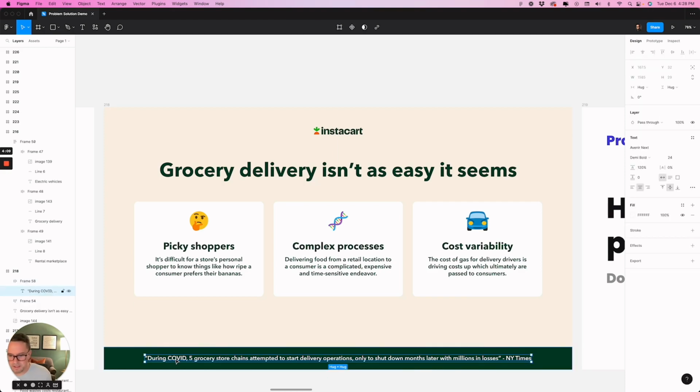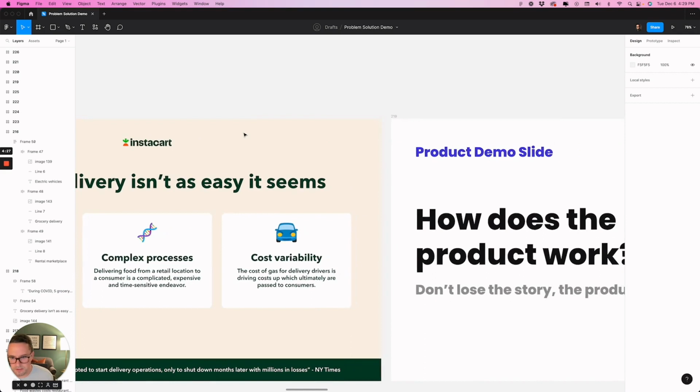And you can even see down here, the New York Times is saying a bunch of other grocery stores tried to do this, but shut down months later with millions in losses. Instacart has figured that out. They've cracked the code on this. So this isn't necessary, but it helps you even further address any potential objections that are coming up.